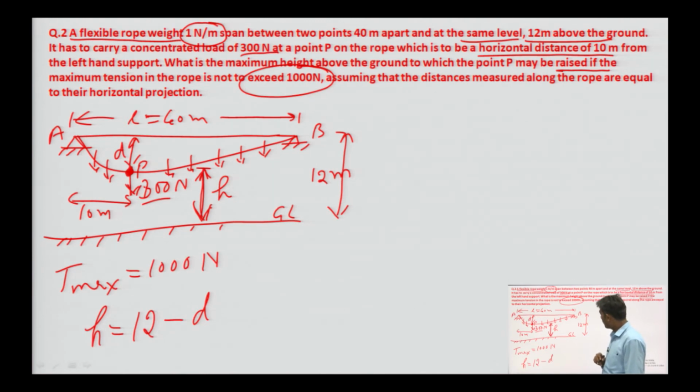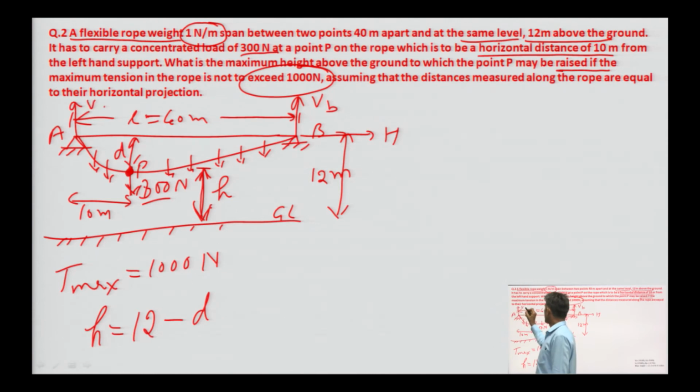First of all, find the value of the horizontal thrust and support reaction VB, here VA, here H. First of all, find the value of the support reactions.